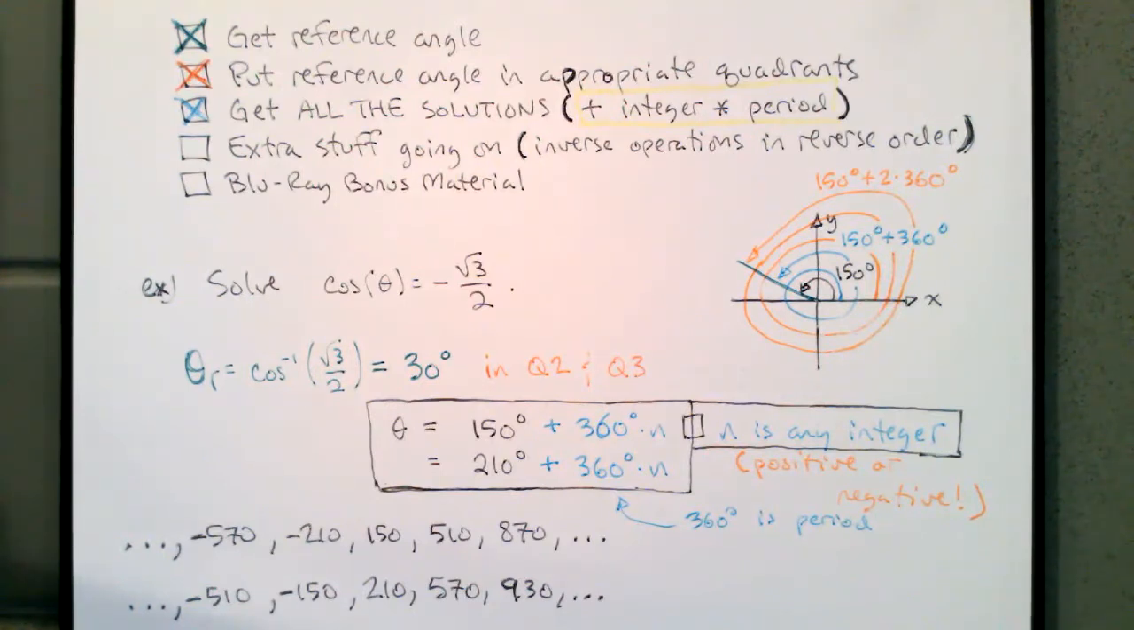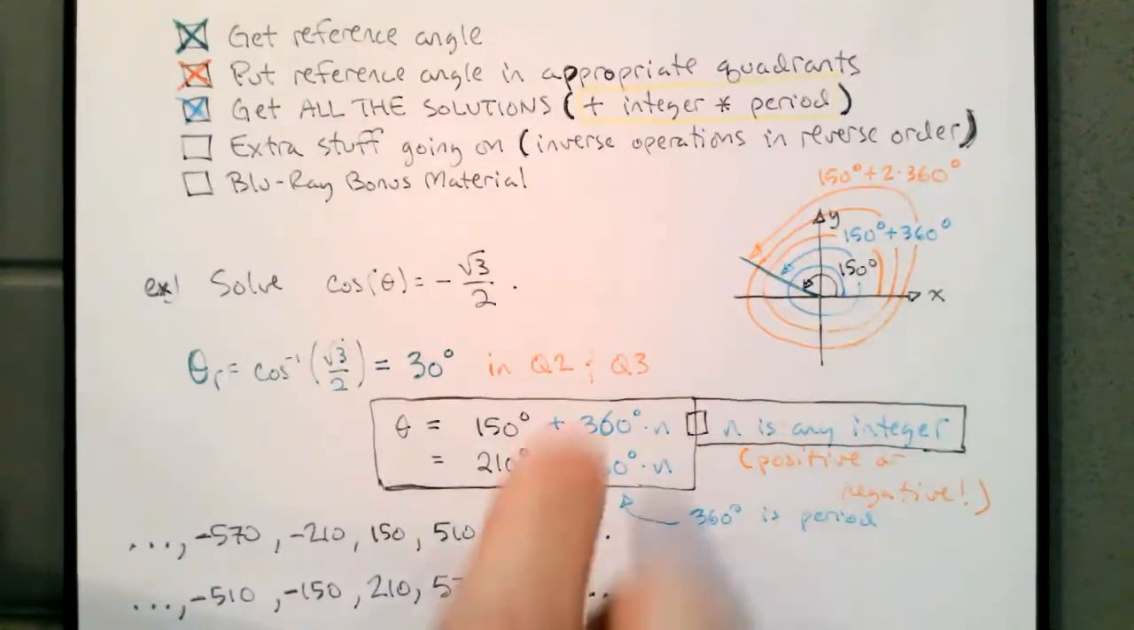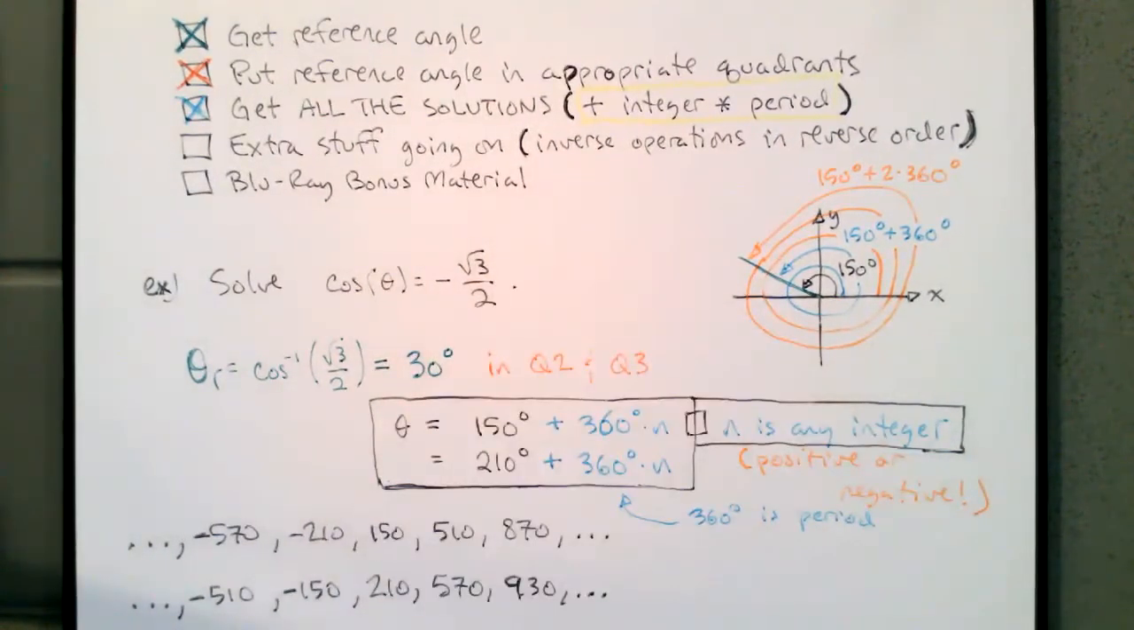All right, let's make a small change to what's going on here. We're going to start thinking in terms of inverse operations in reverse order. We're still going to focus on, when it comes to the trigonometry function, we get the reference angle, we put the reference angle in the appropriate quadrants, and then we get all the solutions. So that's just for the trig function part.